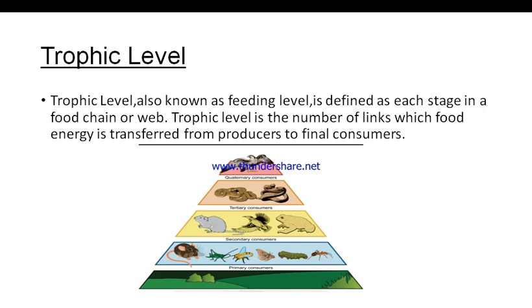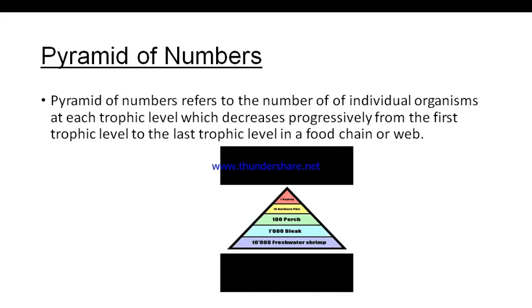So let's move on to the pyramids of numbers. Pyramid of numbers refers to the number of individual organisms at each trophic level in a food chain. That means the number of organisms at each trophic level. That means at the first trophic level, we have the number of organisms there. Second, we have the number of organisms there. Third, the same. Till the last one, we have the number of organisms there.